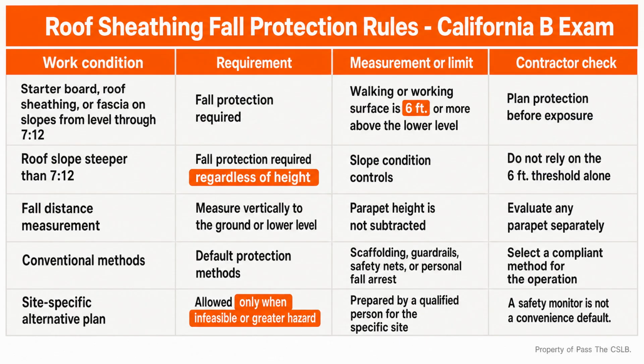Here's the memory chain I use. Plan, place, space, fasten, inspect, protect. Plan means follow the structural documents. Place means strength axis and panel layout. Space means the 1/8 inch panel gap. Fasten means the correct nail and 6-6 baseline pattern. Inspect means shiners, overdrives, blocking, and clips. Protect means the 6-foot fall trigger and a compliant method planned before exposure.